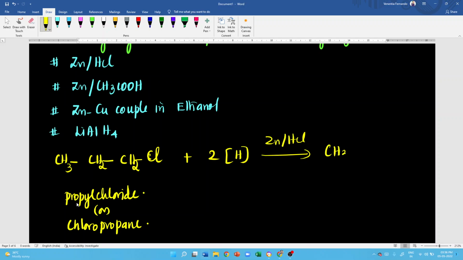So the product will be CH3, CH2, and in place of Cl, a nascent hydrogen comes. So this group will become CH3. Whether you draw the bond or not, it is the same. Plus there is another H, and that will pick up the Cl. So the byproduct will be HCl. One hydrogen comes here and one Cl goes there. I have written here CH3, and this Cl combines with another hydrogen and forms HCl. And the name of the product is propane. Next is Wurtz reaction.